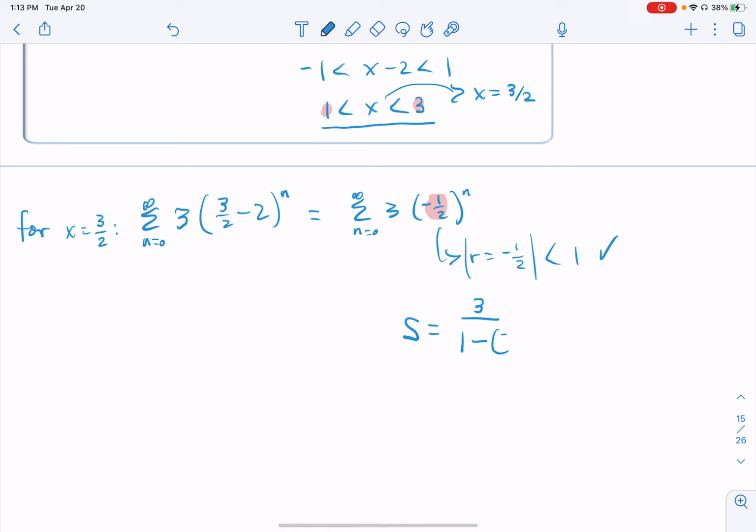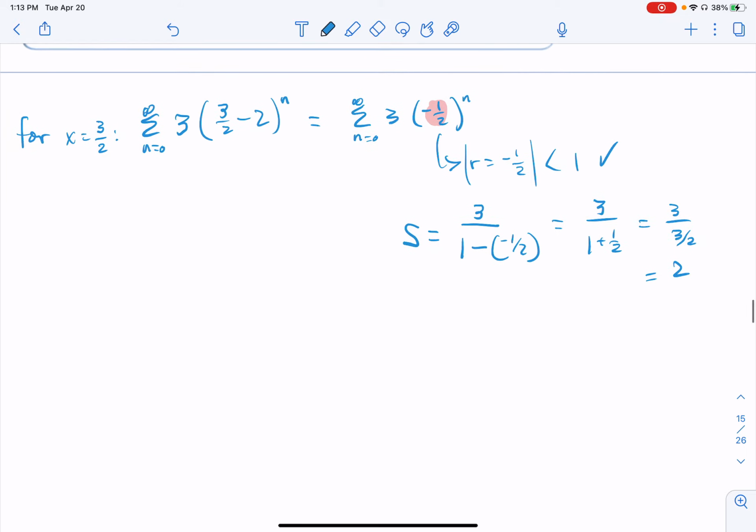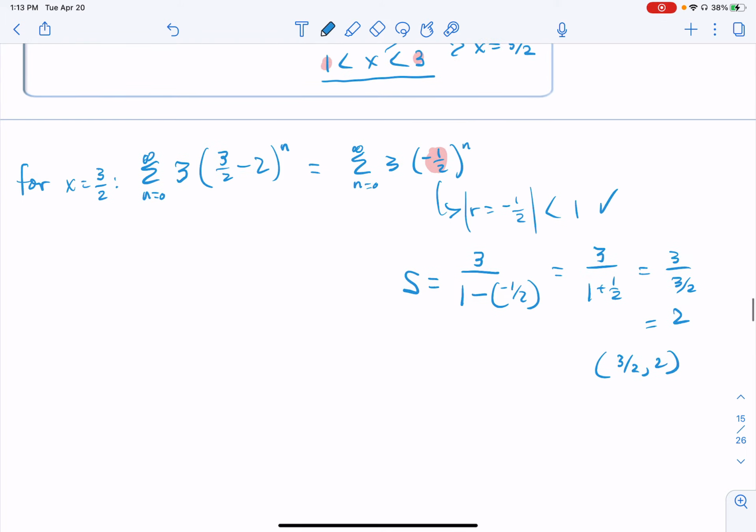That's right there. So I get 3 over 1 plus 1/2. That's 3 over 3/2, which I think makes the number 2, right? So, dividing by a fraction, you multiply by the reciprocal, right? So, in other words, if you were to graph this point, you just made the point 3/2, 2 on your graph. All right.